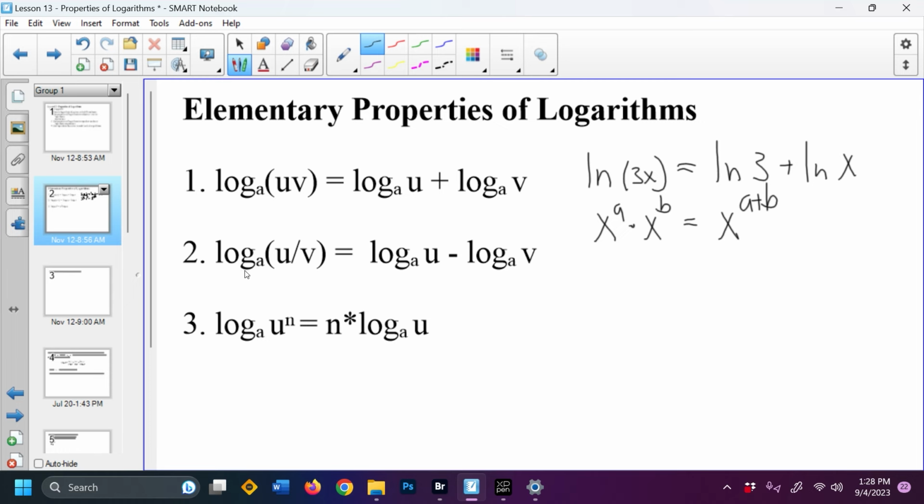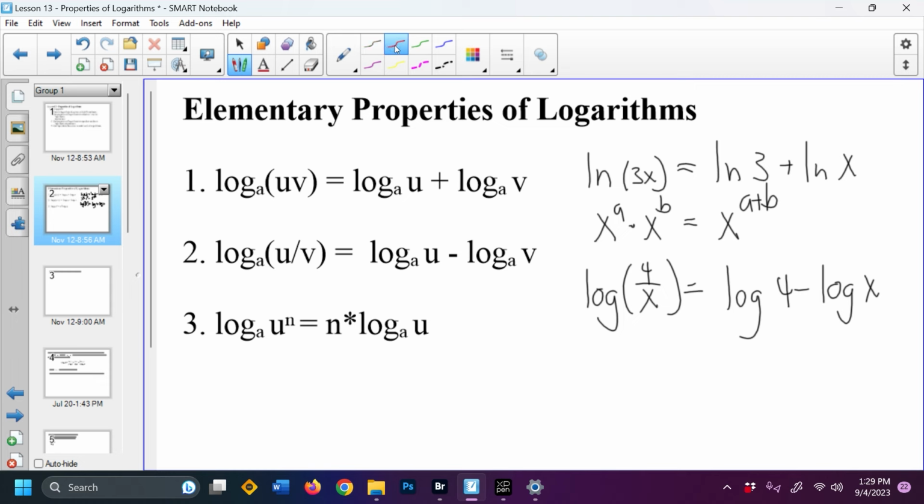Now this second one takes a division and separates it through a subtraction. So again, a simple example: the common logarithm of 4 over x can be rewritten as the common logarithm of 4 minus the common logarithm of x.